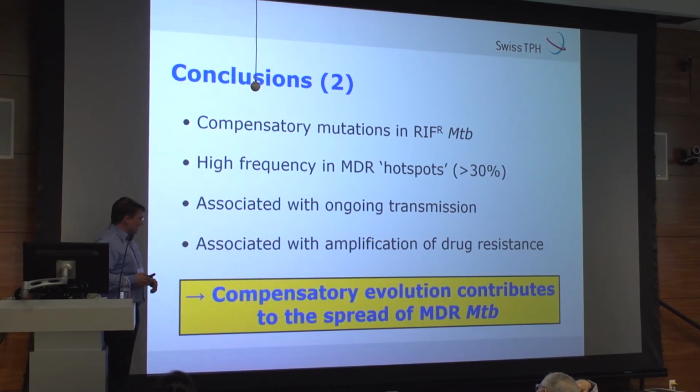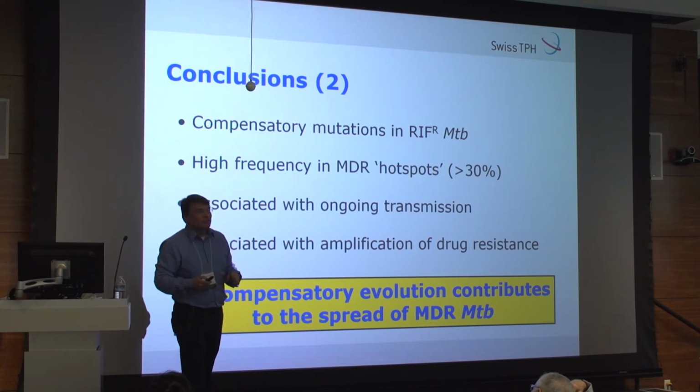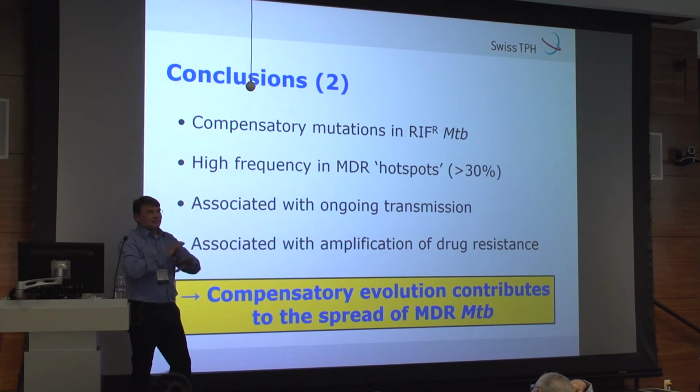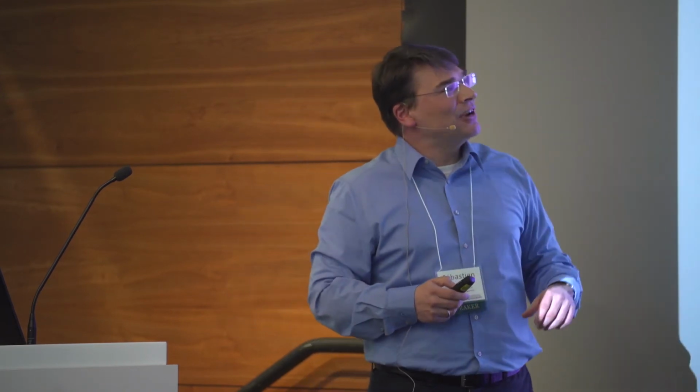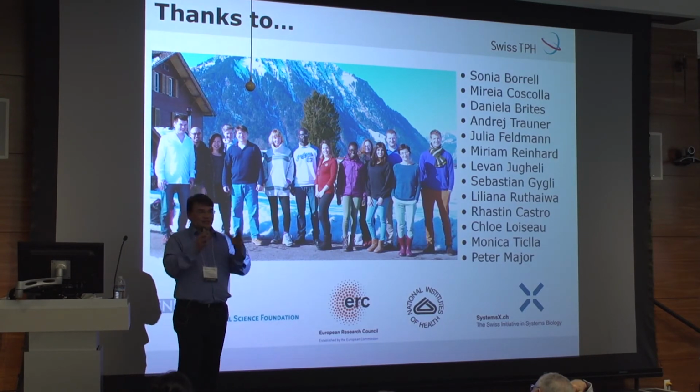And so essentially this original naive assumption that fitness of resistant strains is just reduced is naive, because compensation can happen. And so with this, I would like to thank a long list of long-term collaborators, the members of the group, funding agencies, and thank you very much for your attention.